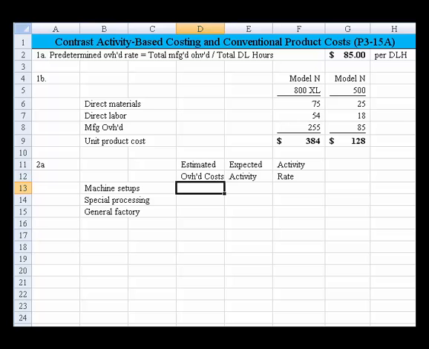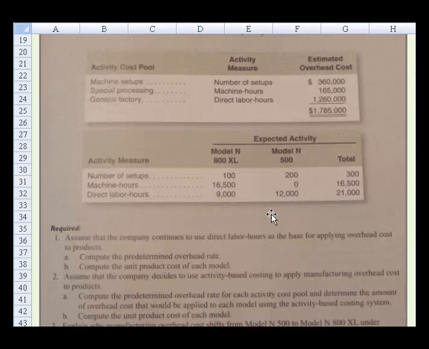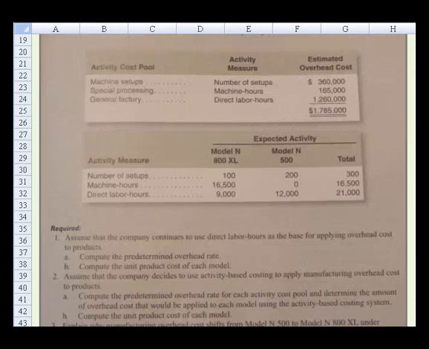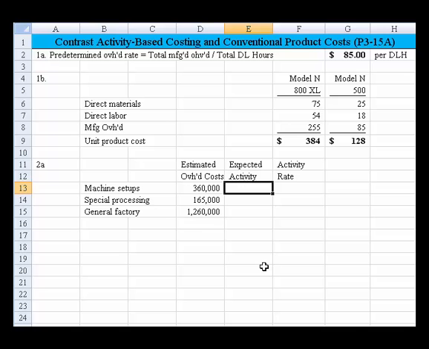Okay, so the machine setups, now we need the estimated cost here. It was 360, 165, and 1260. That's to the left of my mouse. So let me just jot those down. Okay, and then going back to get the data on the expected activity, it was 300, 16.5 and 21,000. See how I use the total of the expected activity? And that comes out to be 300, 16.5 and 21,000.